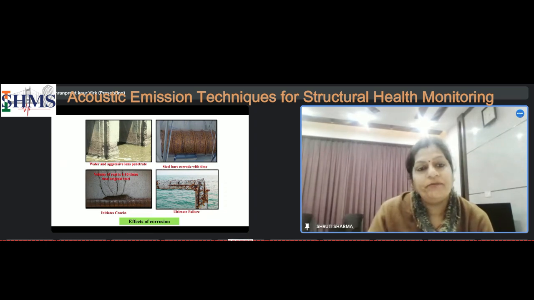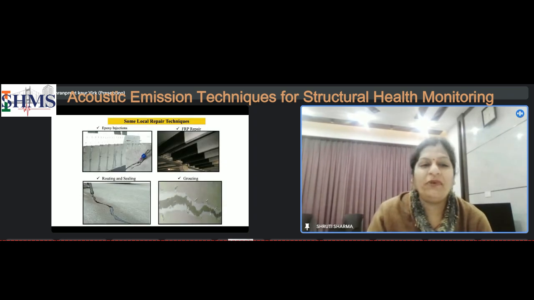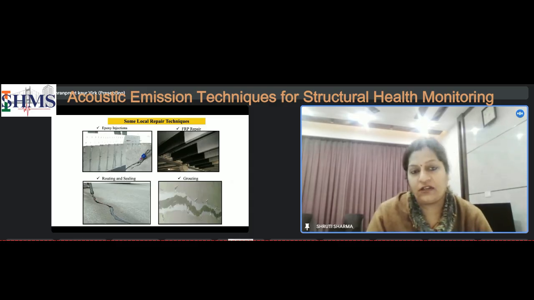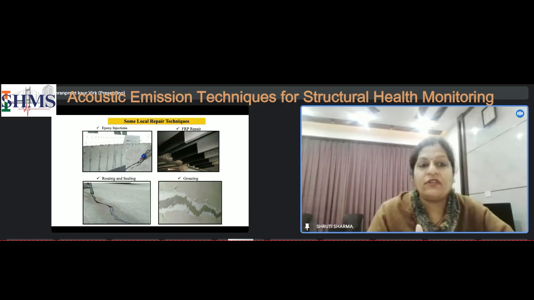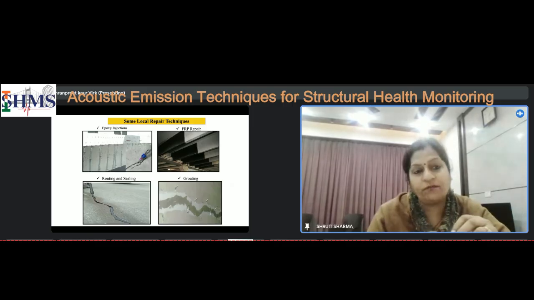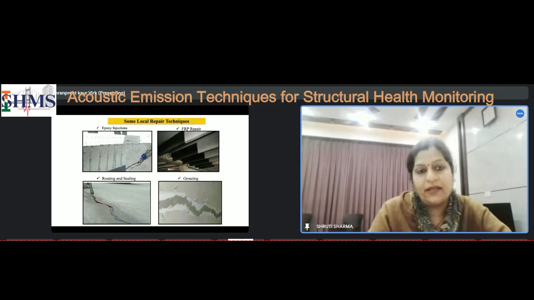Some people have tried to seal those cracks by putting on epoxy agents, or maybe some grouts and some routing and sealing techniques, and they have also tried to repair with FRP. But these are very localized procedures which may not totally get rid of the corrosion, or the corrosion may not completely stop.